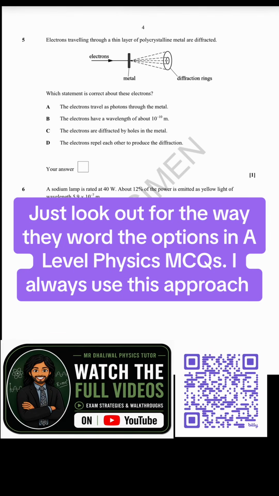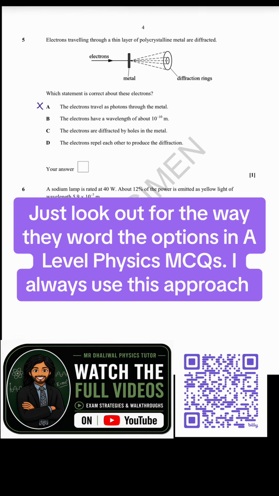Okay, so number five, again, we're going to do the same thing that I'm going to put a tick across next to each of them. I'm going to hope, because it says which statement is correct, I've only got one tick at the end. So A, the electrons travel as photons through the metal. The word there that's making me suspicious, photons, they travel as waves through the metal. So that is incorrect. I'm going to put an X next to it.